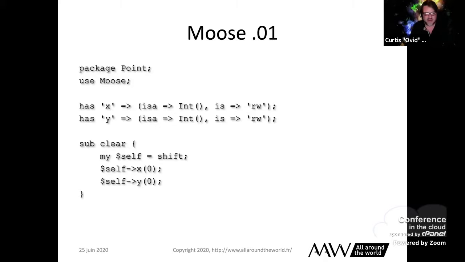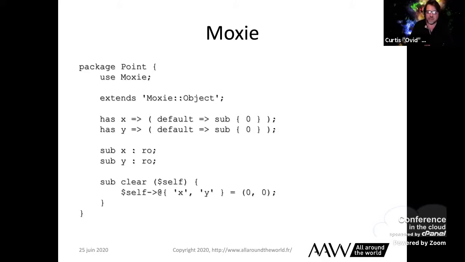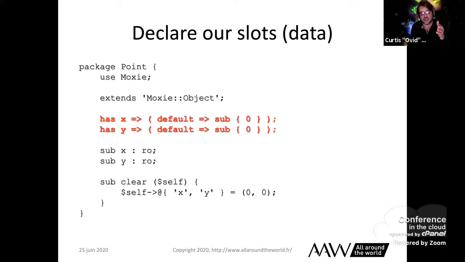But Stevan Little realized that there were a lot of mistakes made in Moose. Despite how good it was, there were a number of problems that had to be fixed. So he's trying to write Moxie, which is a way of getting closer to pushing the OO into the Perl core. And this is what Point would look like in Moxie. You declare your slots, we have default values, and that's it. It is completely decoupled from other things, not entirely, it's still coupled with the constructor.